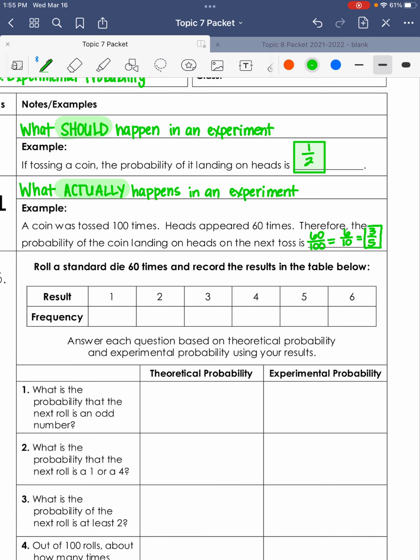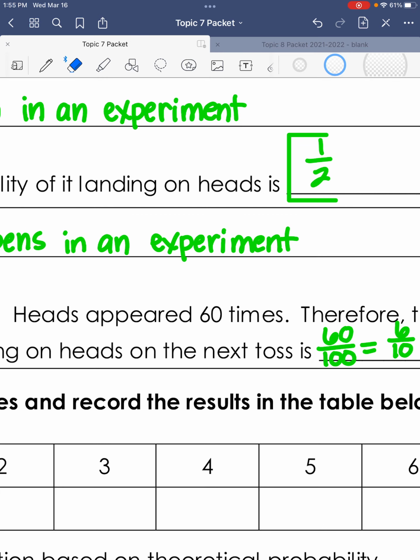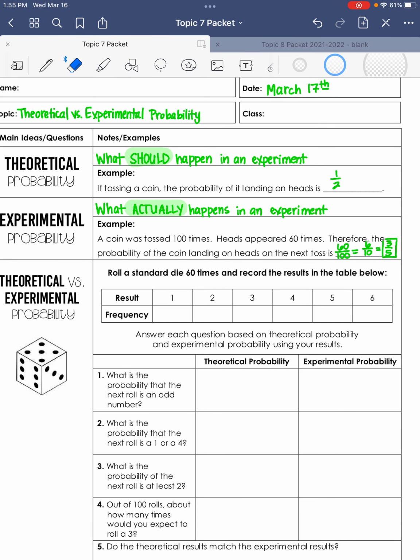Okay? So notice experimental and theoretical probability don't always match. And that's okay. They don't have to match. Okay. So now that we've talked about what theoretical and experimental probability are, let's get started with some examples.